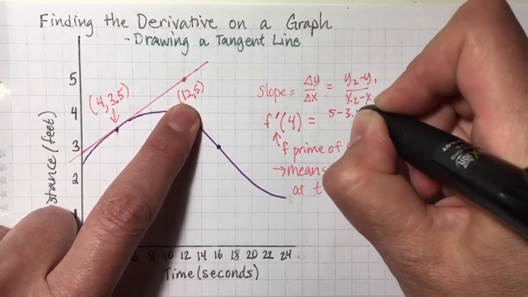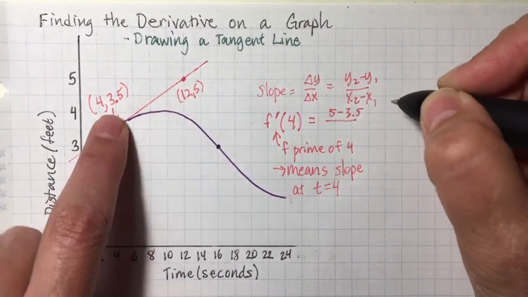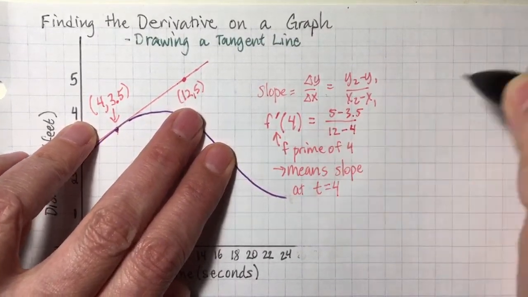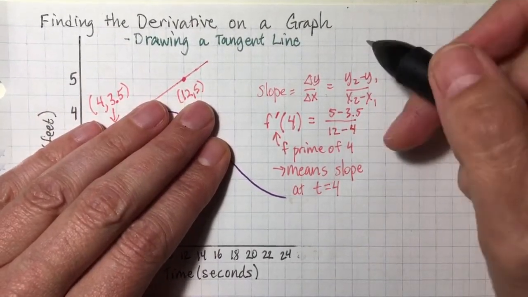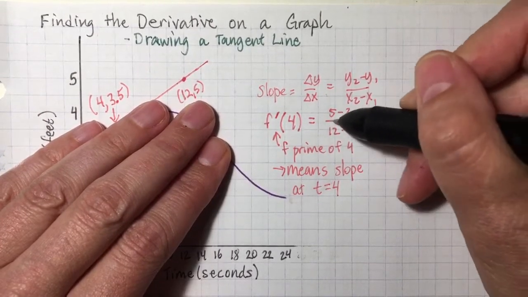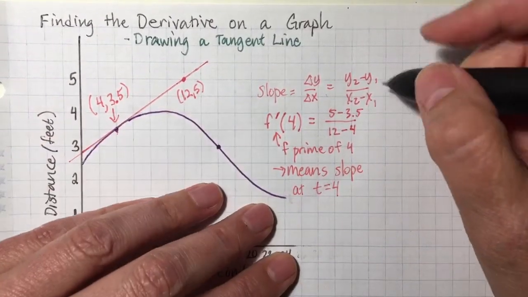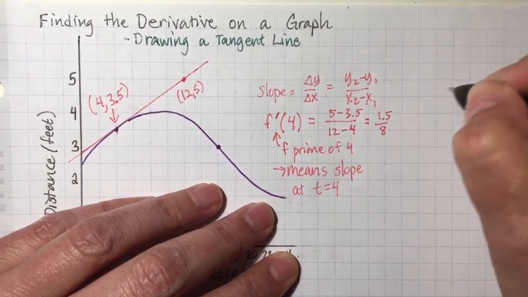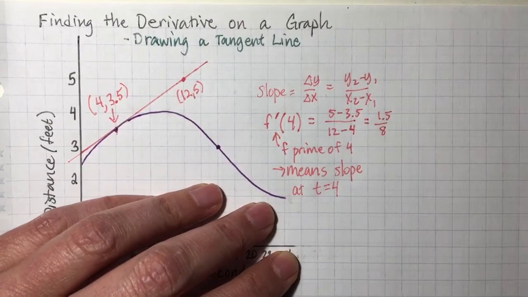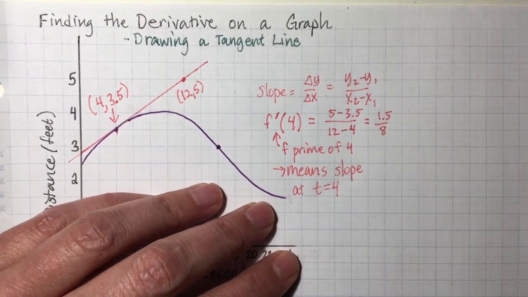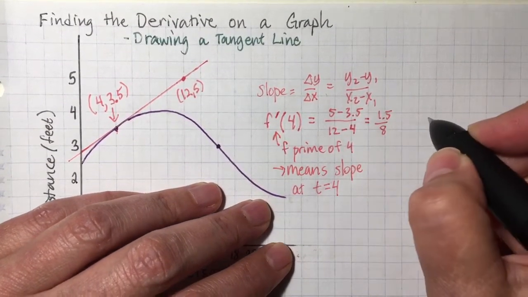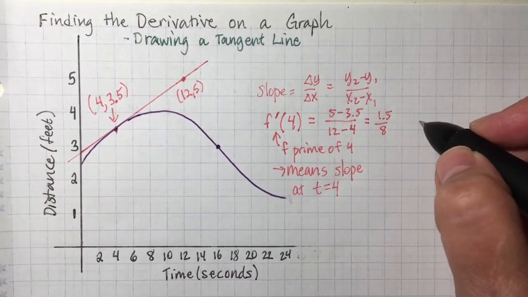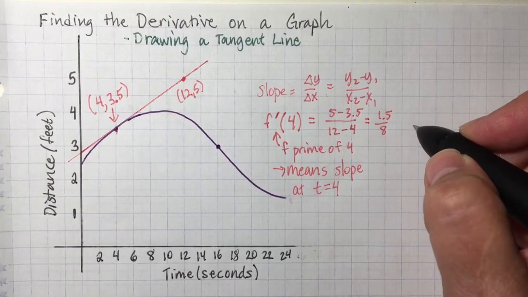Okay, so 5 minus 3.5, so change in y's, and then divided by 12 minus 4. Here's a really weird thing. The AP people are totally cool with this as a final answer. You could stop here. That said, let's go ahead and keep going. 1.5 divided by 8, and we could leave it as that. We could also change it to a decimal. We could change it to 3/16 if we really felt like it. However you want to leave it. Now here's the weird thing.